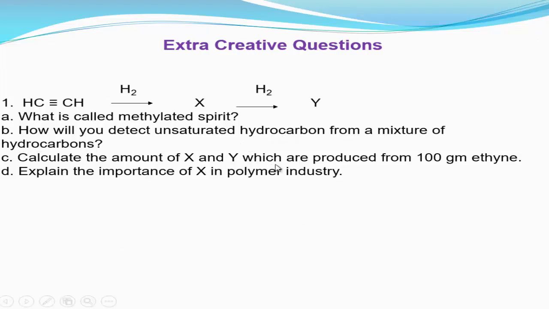Calculate the amount of X and Y which are produced from 100 gram ethane. That means here from the molecular mass you have to calculate the amount of X or Y. So here ethane, carbon 2, that is 24, plus 6 hydrogen, 30 gram ethane. X is produced what? 28 gram. Out of 1, how many? Out of 100, how many? Like this way. Explain the importance of X in the polymer industry. There is very much importance of X, that is ethene, in polymer industry. So you have to explain here from my last lecture.